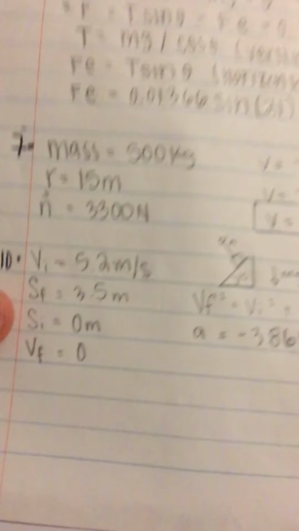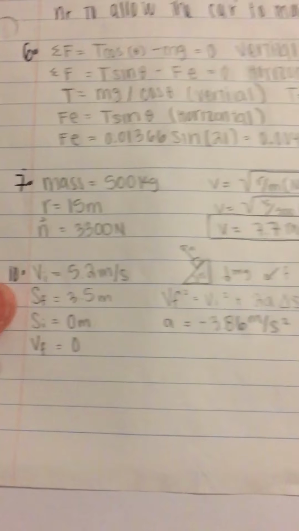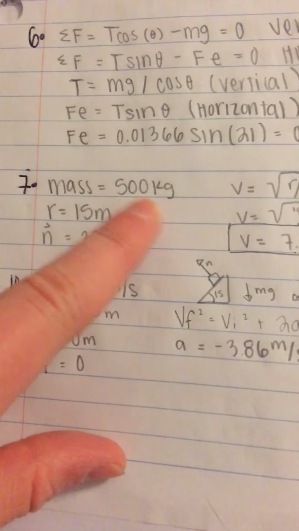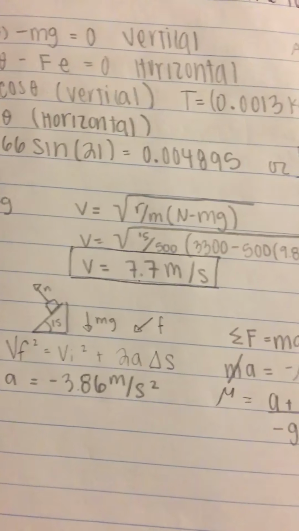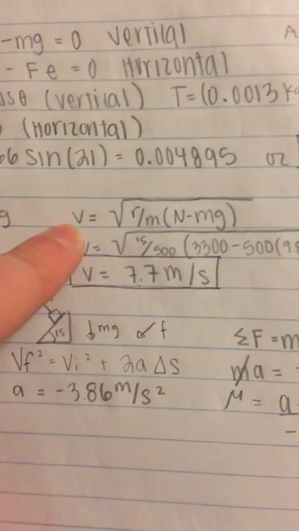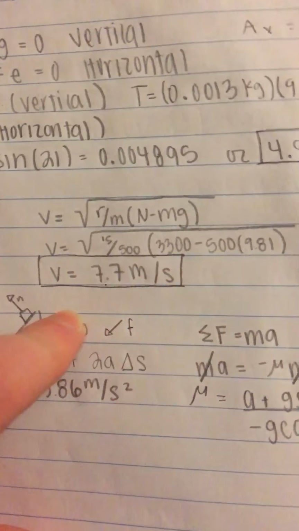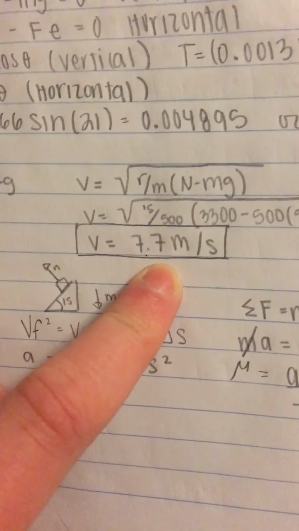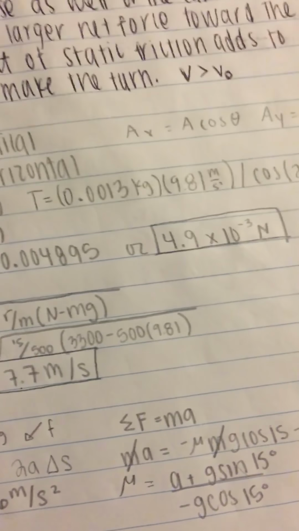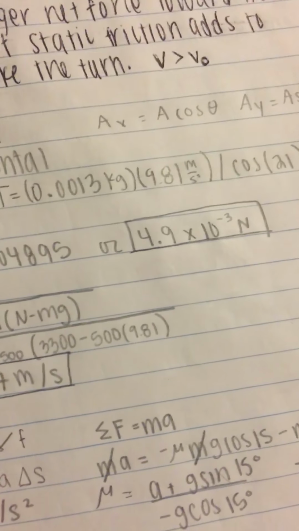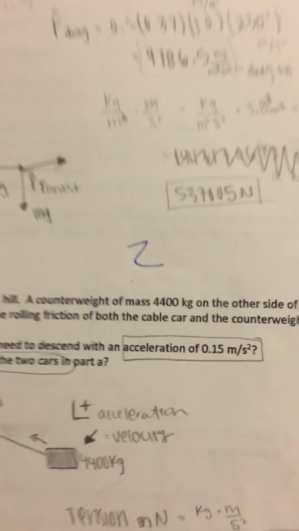But how I solved it correctly is, I wrote down all of what we know, and then I was able to use this equation for velocity, and I plugged everything in, and I got velocity is equal to 7.7 meters per second. And then the next question that I did was problem number 10.